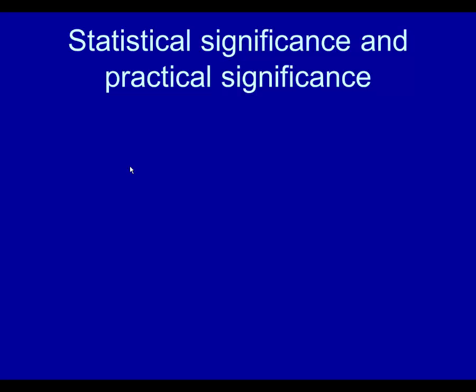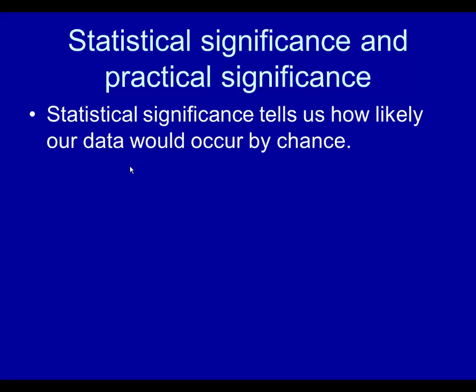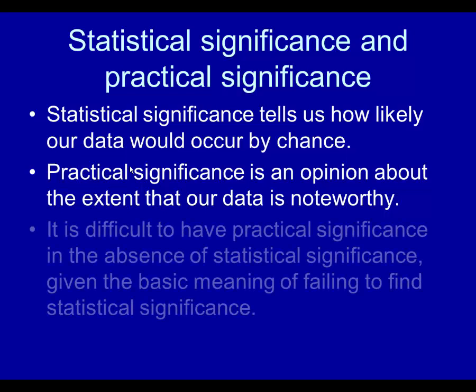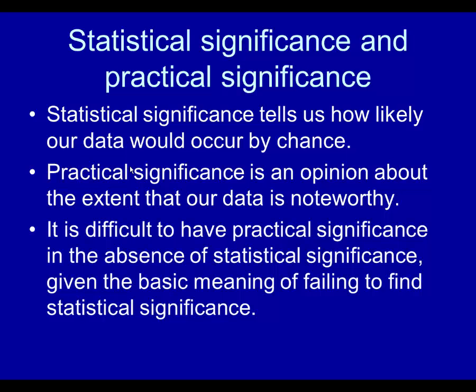Now let's look at, we've talked about statistical significance, but also we could look at practical significance. Statistical significance tells us how likely our data would occur by chance. Practical significance is an opinion about the extent that our data is noteworthy. And the point I just raised a moment ago about the proportion of favorable in one period of time versus the other, is that noteworthy? Is that amount noteworthy? And it is a matter of opinion, not a matter of science to decide.